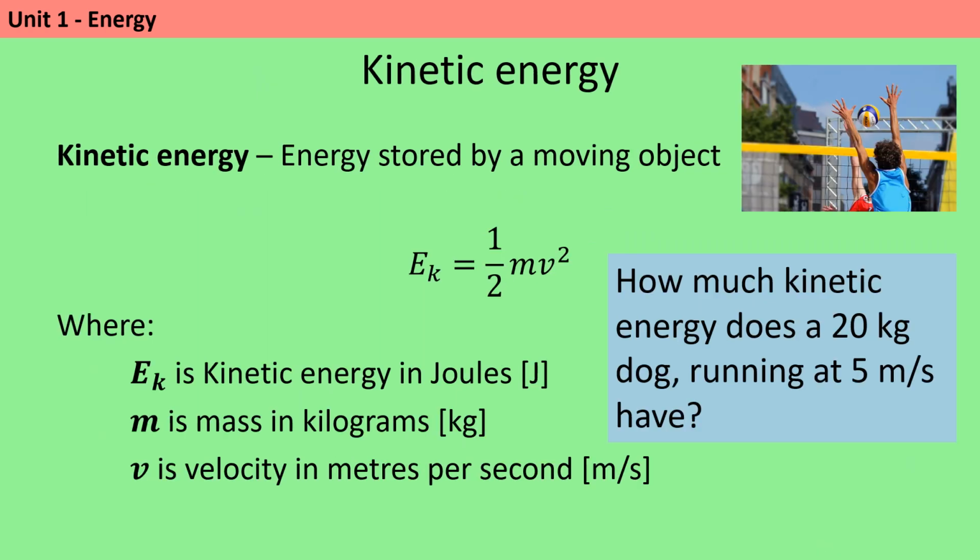Next up is kinetic energy. This is a little bit of a harder calculation to use because it has a squared in it. Watch out for the fact that that squared is only talking about the v, which represents velocity or speed. So that's the only bit that you're squaring. You're not squaring the whole thing.